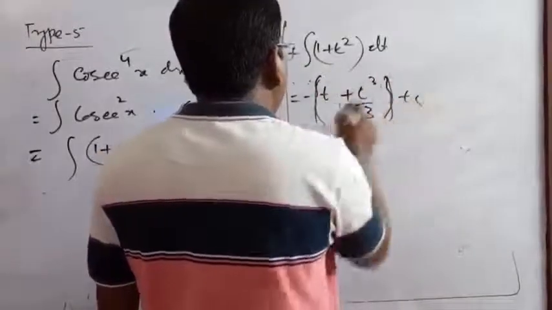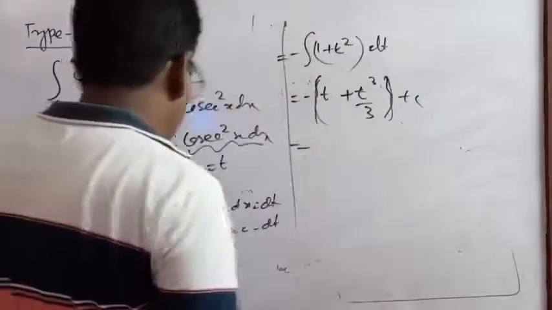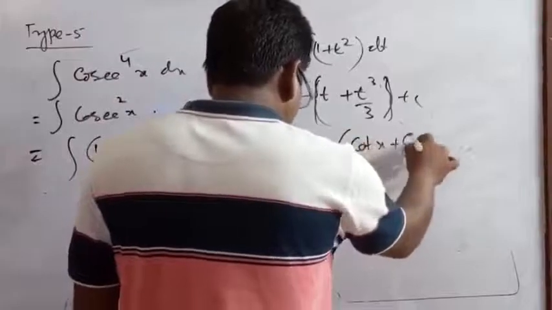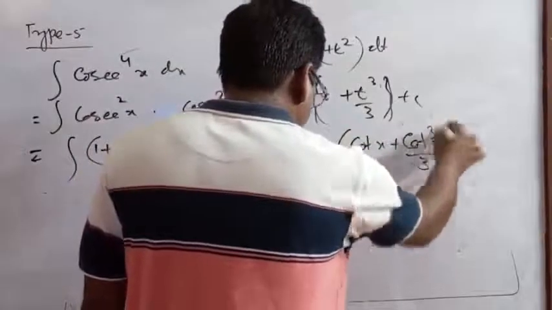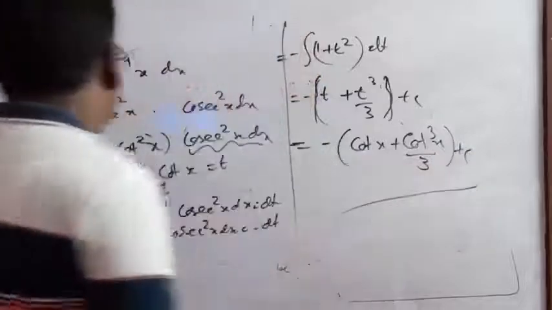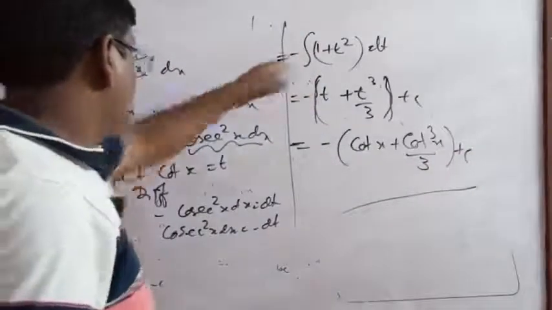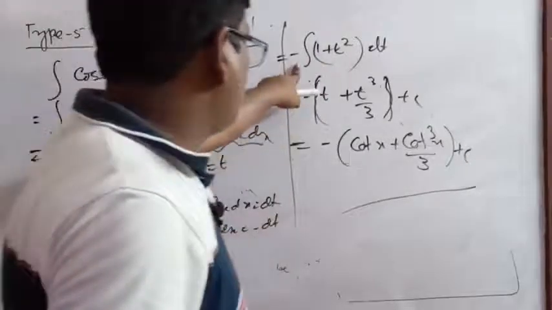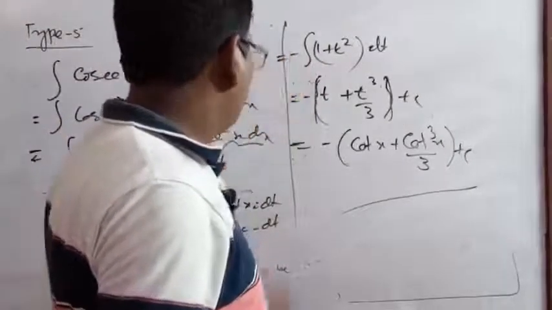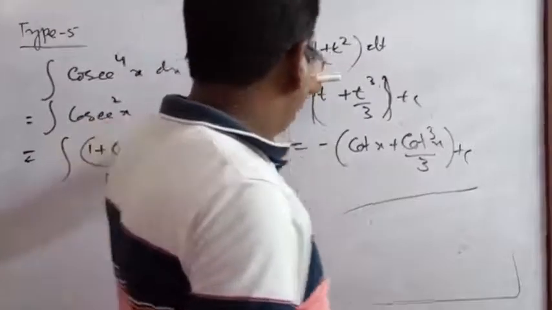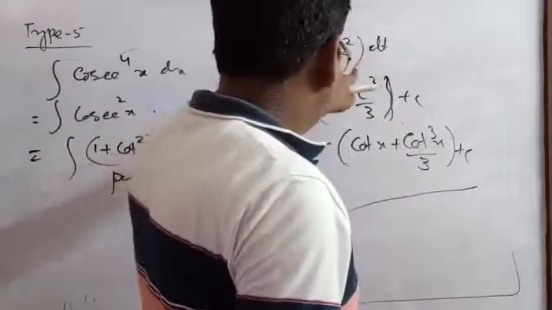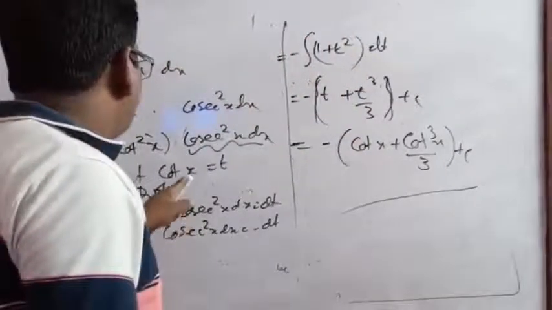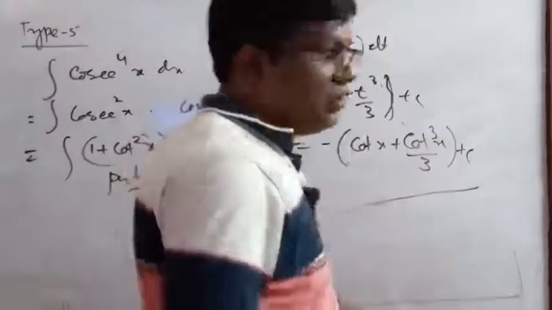Okay, so t means what? t is equal to cot x. So we get minus cot x plus cot cube x by 3 plus c. This is the answer. 1 plus cot square means 1 plus t square, and cosec square x dx means minus dt. Take minus as common outside, and this is the integration of t square, that is t cube by 3, and put the value of t, which is cot x.